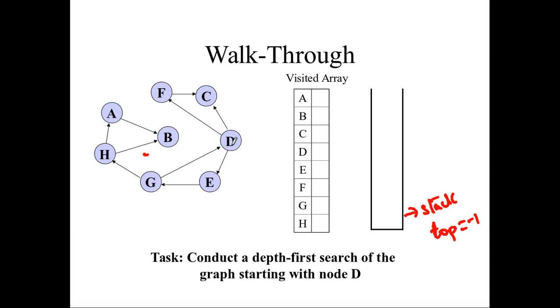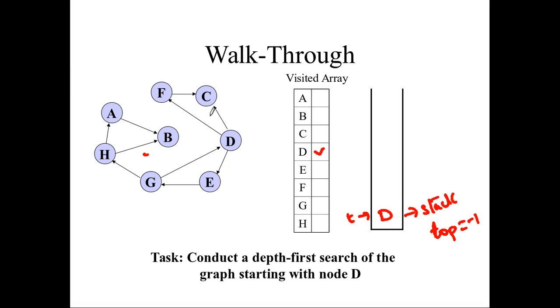Initially we start from D, and I mark D as visited. As soon as I mark D as visited, I push D into the stack. So I have top pointing towards the element D. Now once I am at D, I will try to explore all the nodes which are connected to D, all the outgoing edges. So here I have C, F and E. I'll be visiting each and every node in alphabetical order.